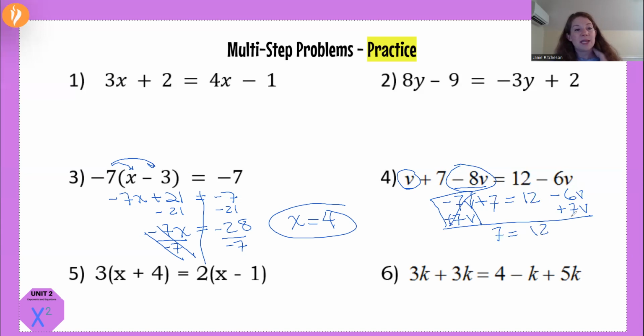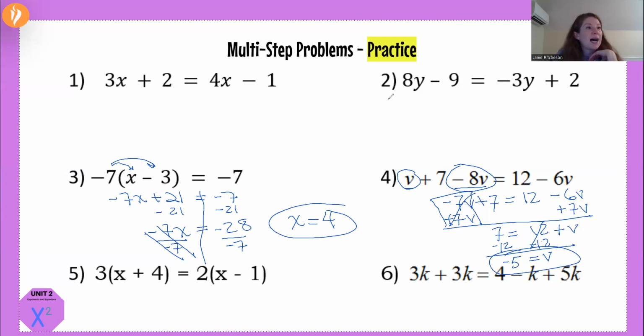What's negative 6v plus 7v? That's positive 1v. Now, how do I get rid of a positive 12? I subtract 12 from both sides of the equal sign. So my 12s are gone. V is equal to 7 minus 12, which is negative 5. That's the right answer, you guys. I hope you got it.